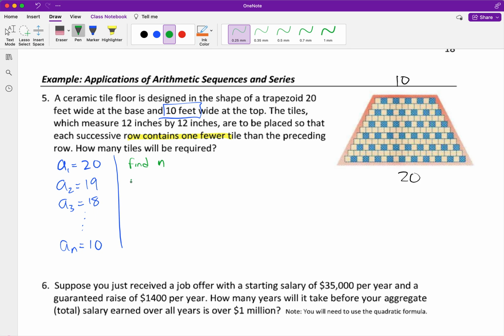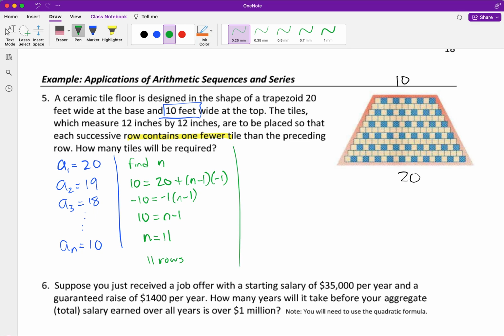So to find that, I'm going to say, hey, when it equals 10, I know my first term is 20. I don't know what n is, but I know that my common difference is -1. So I can reverse engineer now. So I'm going to first subtract that 20. So I'll get -10 equals -1 times n minus 1. Divide by -1. So 10 equals n minus 1. And n equals 11. So I'm going to have 11 rows worth of tiles here.